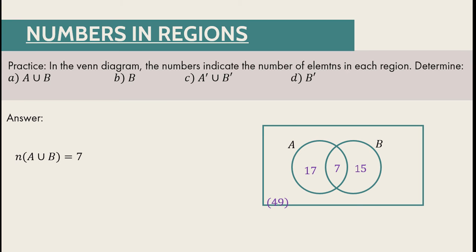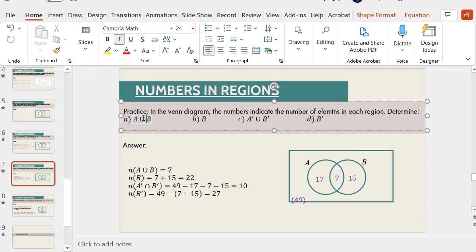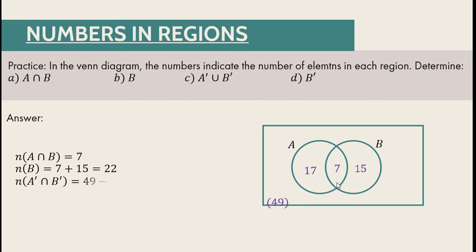The number of union of A and B is 7. Oh no, sorry for that. Again, stupid me. That would be the intersection. I'll change this. Intersection of A and B. It is written directly on the Venn diagram. The number of B is equal to 15, and 15 plus 7 should be 22.